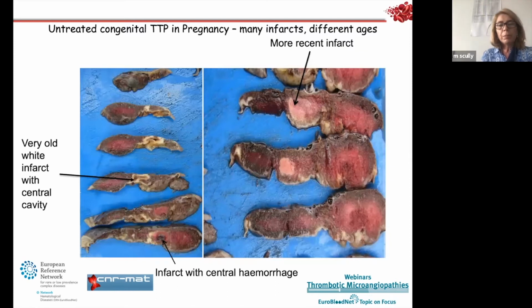The histology of the placenta is extremely important. It does tell us quite a lot. The first important thing is that it's no different from any other ischemic thrombophilic disorder. So there's nothing that would pinpoint the placenta to suggest that it is associated with congenital TTP. Secondly, the infarcts in the placenta are at different stages of maturity. So it's a continuous process throughout pregnancy.